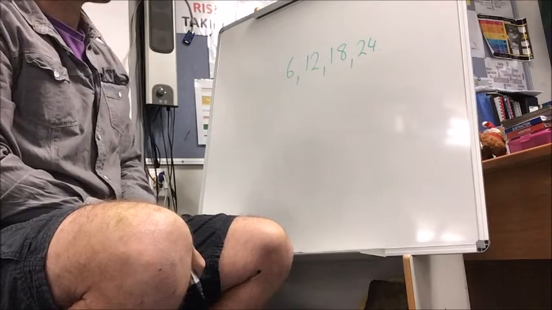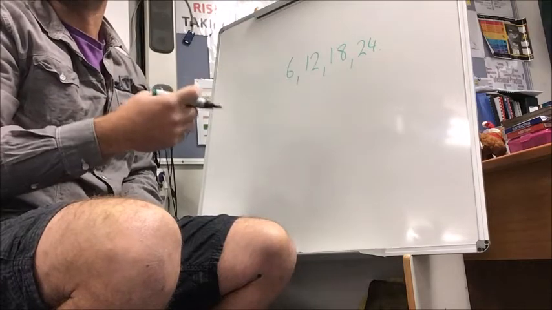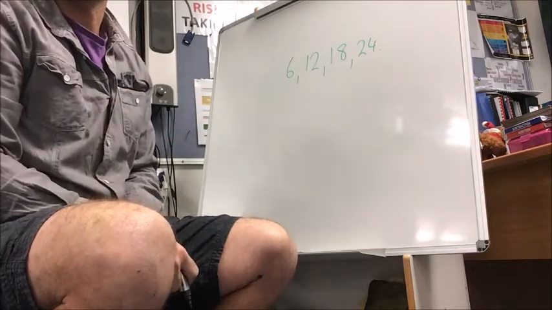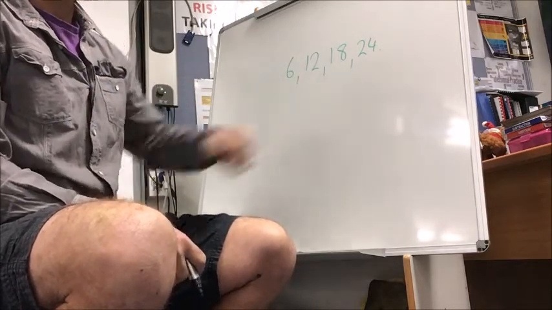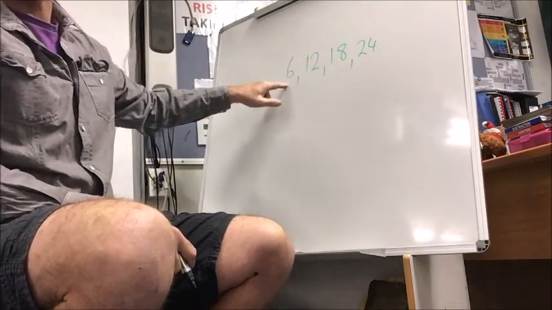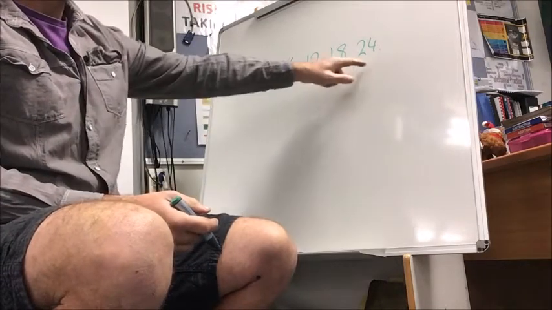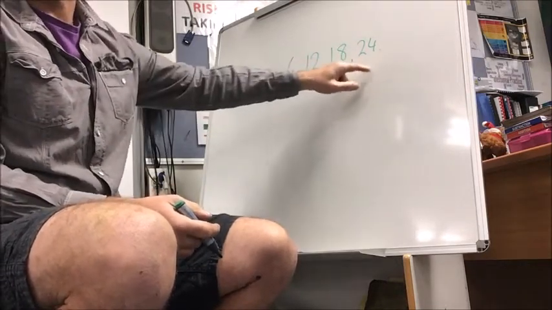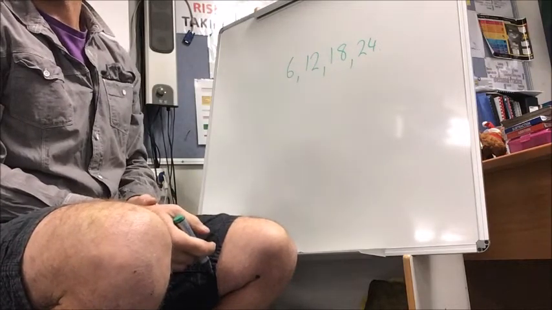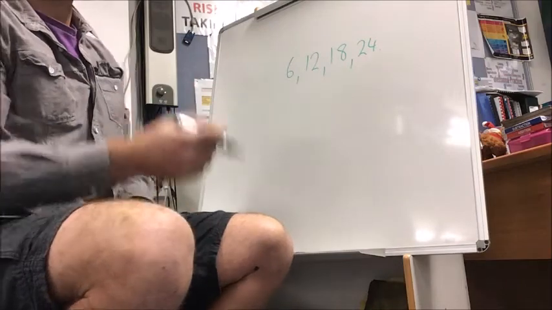Okay. Now what happens with multiples is we actually ask if a number is a multiple of another number. So for example, I could say, is 24 a multiple of 6? And we go, well, we can skip count by 6 to get to 24. So yes, that means 24 is a multiple of 6. Now sometimes obviously it'll get harder.